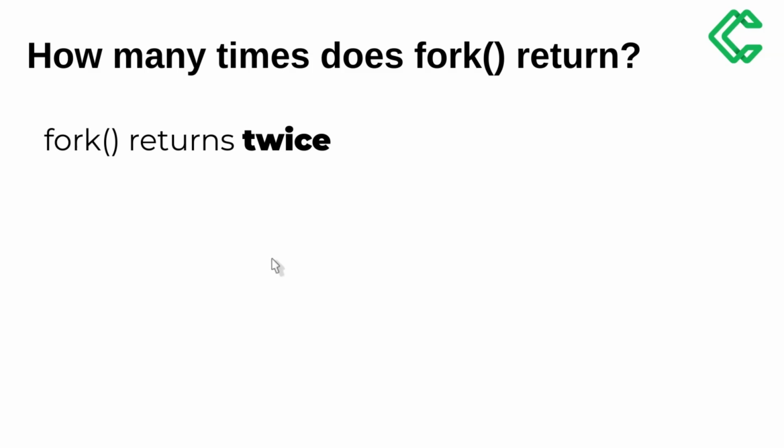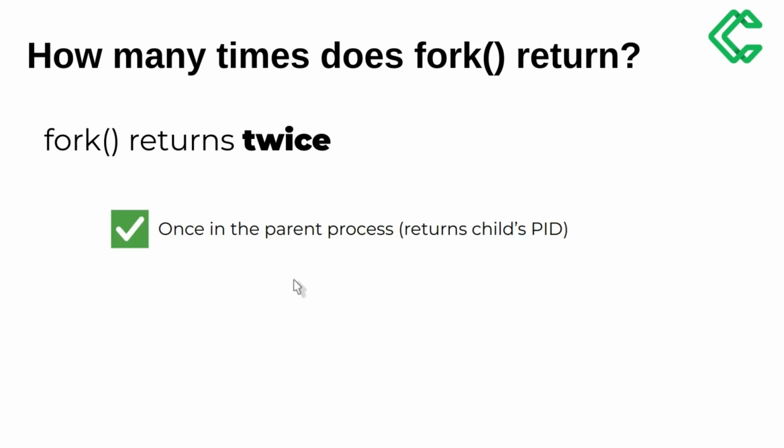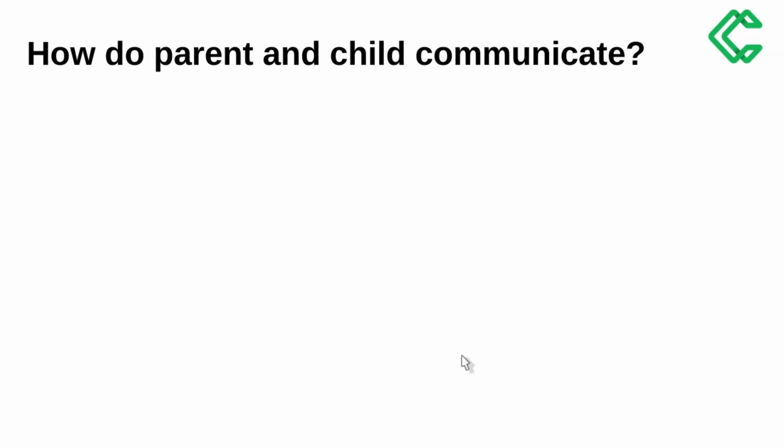As we already know by now, fork returns twice. Once in the parent process, fork returns the child's process ID, and once in the child process. In the child process, fork returns 0. How do parent and child communicate?